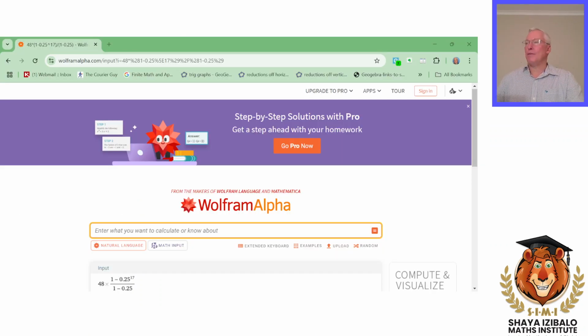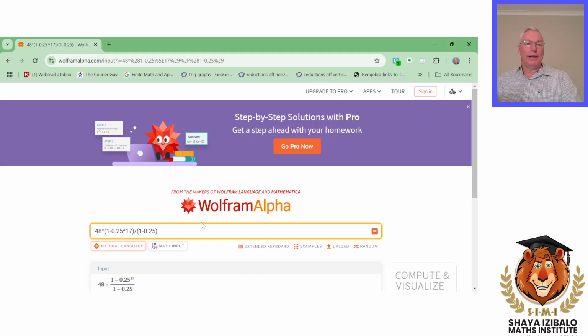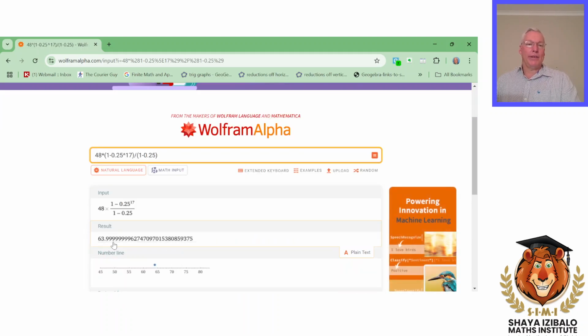Okay, so what I've got here is a very, very powerful online calculating tool. It's called Wolfram Alpha. It's just a website, wolframalpha.com. And I'm going to type in that same calculation. There it is. Okay, and I'm going to say equals, and let's see what it gives us. What it tells us is that actually the answer is 63.9999999, and your calculator is not actually powerful enough to give it to that accuracy.